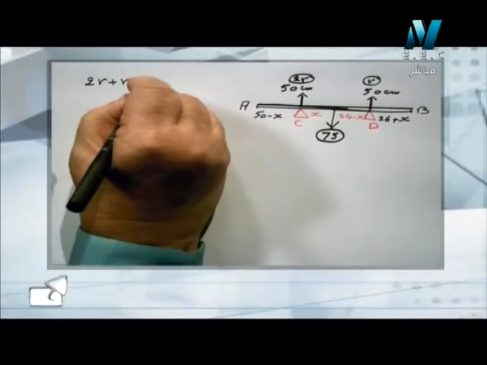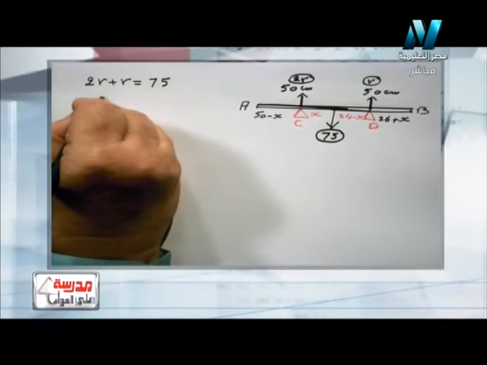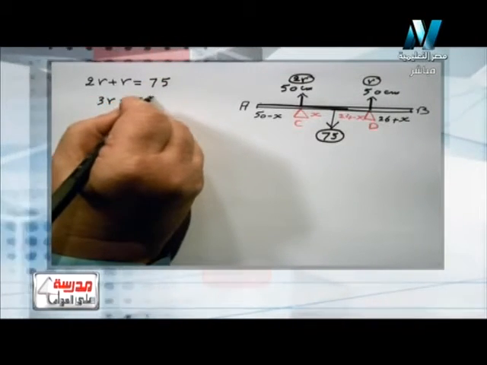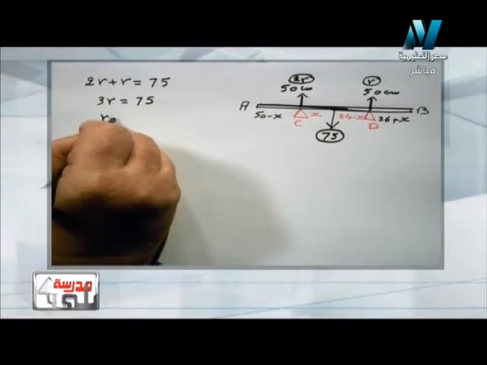What should we do now? Yes, let's study together the conditions of equilibrium. What is the condition of equilibrium? Number one, the sum of forces in any direction equals the forces in the opposite direction. Let's see. In any direction, say up, I have 2R plus R equal in the opposite direction 75. So 3R equals 75, divide by 3, then R equals 25.